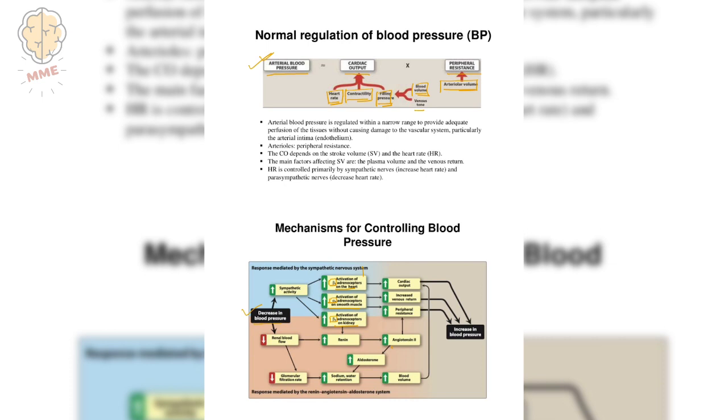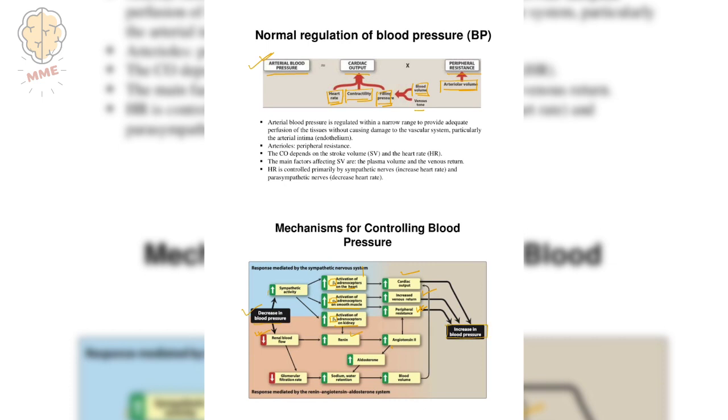Now, activation of beta adrenergic receptors on the heart will increase the cardiac output. Alpha 1 adrenergic receptor will increase the venous return, and beta 1 adrenergic receptors on the kidney will increase renin, which we will study sometime later, and also increase the peripheral resistance. Now, sympathetic activity alone can increase this amount of blood pressure.